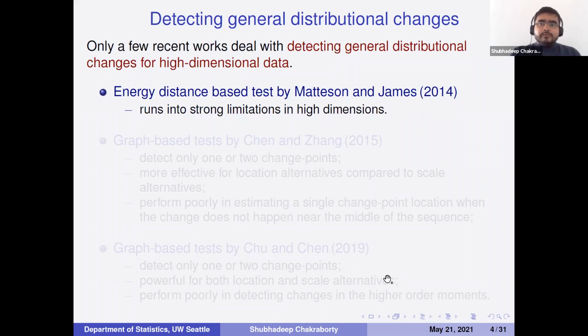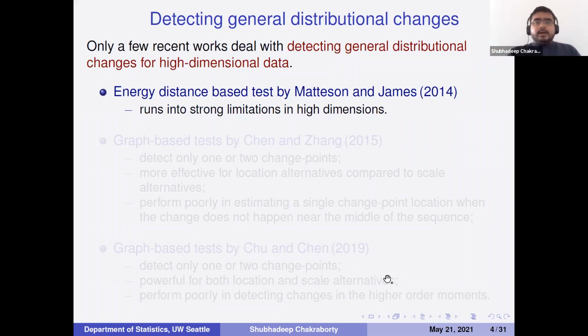One of the pioneering works is a 2014 JASA paper by Matteson and James, who proposed a methodology for detecting an unknown number of multiple change points in a non-parametric setup based on energy distance. In a minute, I will talk about what energy distance is and also some of its limitations when dimension grows high. I will come back to this point later, but at this point, I would just like to mention that the change point detection methodology developed by Matteson and James does run into some problems when dimension grows high.